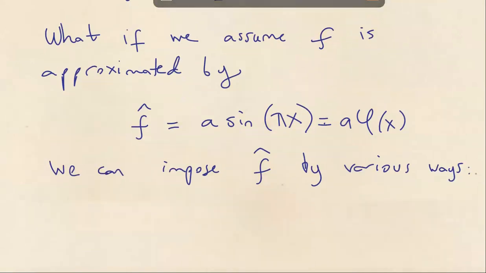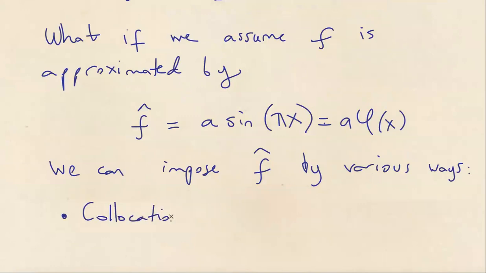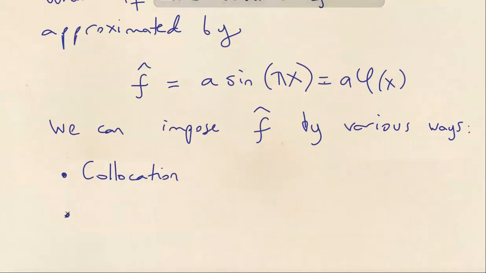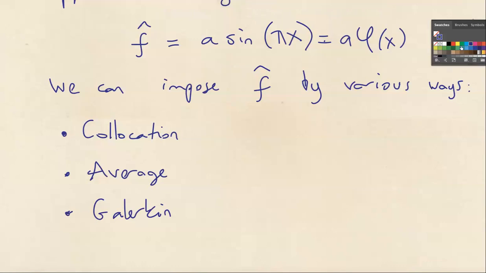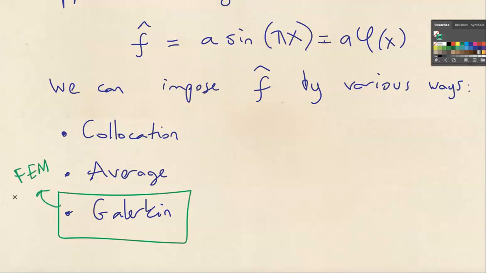Okay, so the first one is collocation. The second one is the average technique. And the third one is Galerkin. I'm going to put this Galerkin into a green box. FEM uses Galerkin, and this part is showing you why we use Galerkin. So what are these, one by one?